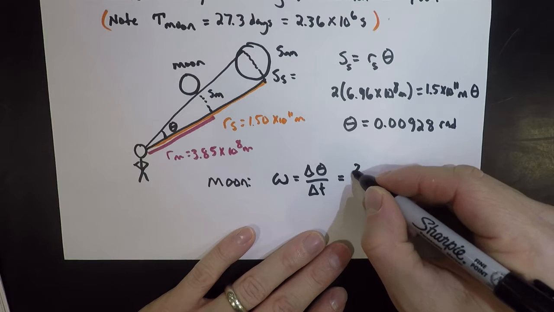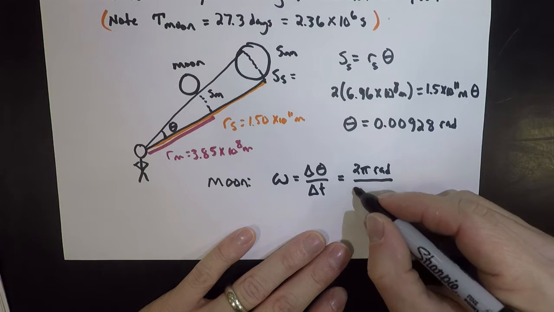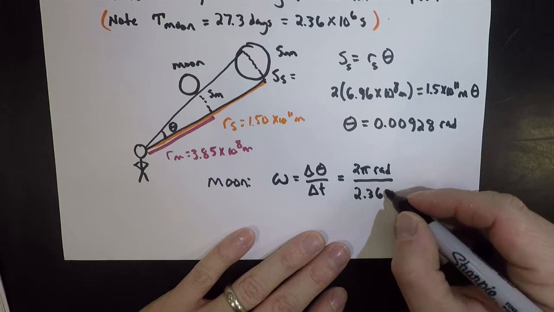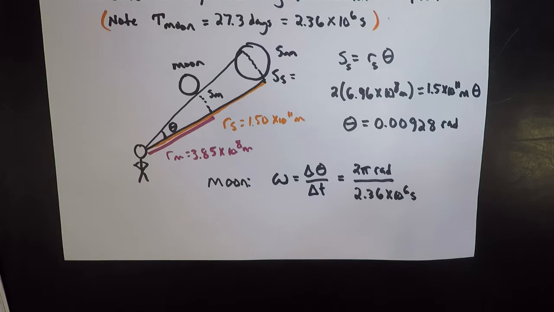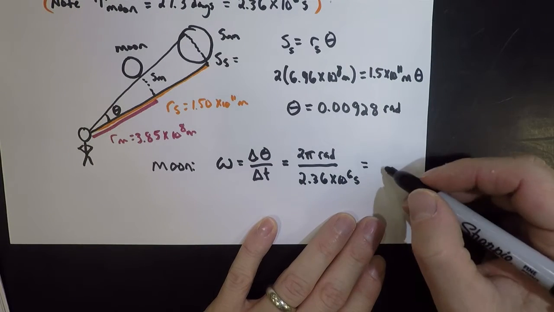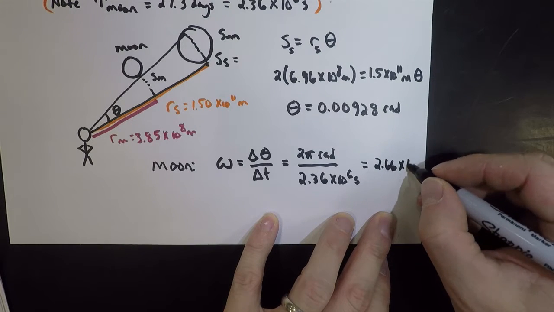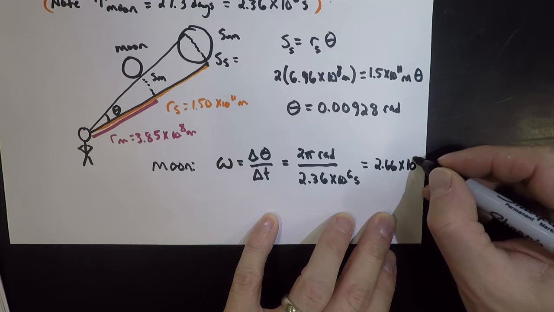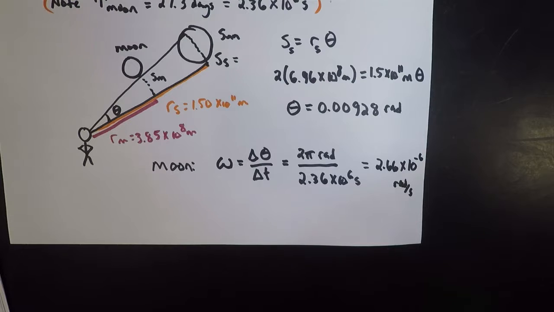So let's let it go through an entire rotation, which would be 2 pi radians. And we're told that that takes 2.36 times 10 to the 6 seconds, or just over 2 million seconds to go once around the circle. So now we can get the rate at which the moon is moving as an angular speed. My calculator says 2.66 times 10 to the negative 6 radians per second. Okay, so it has a relatively low angular speed.